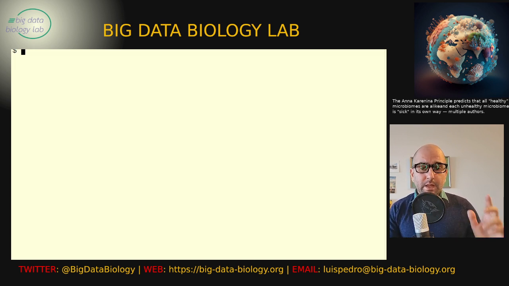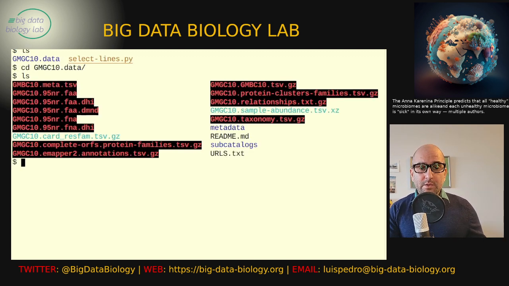So this will make a little bit more sense if you've seen our previous video on how we get MAGs from the GMGC, because at the start it's exactly the same. So in this case, I've already pre-downloaded the data using git annex. So in this GMGC 10.data directory, and here I've gotten two files in particular.